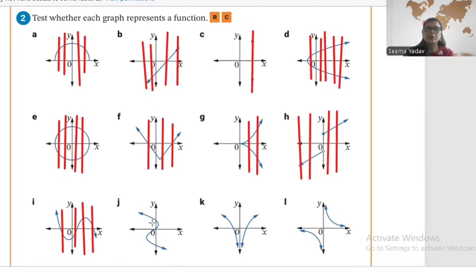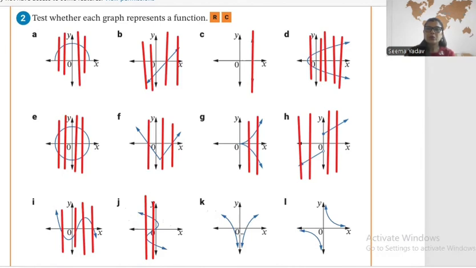For the next problem, if we draw a vertical line on this graph, any line will cut this graph more than once. So it doesn't represent a function. This graph doesn't represent a function.